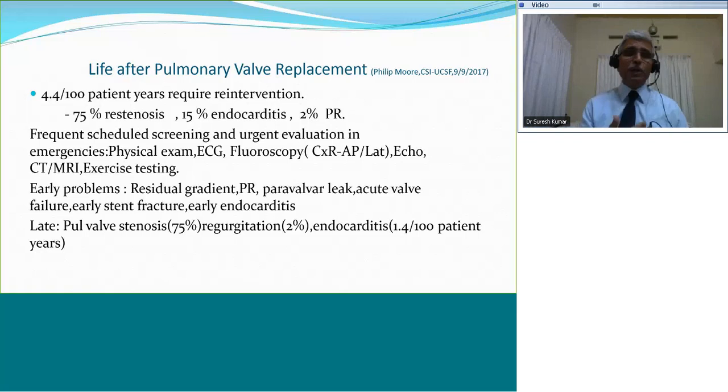And what are the problems that you would be looking for? Early after pulmonary valve replacement, look for a residual gradient, pulmonary regurgitation, paravalvular leak, an acute valve failure, an early stent fracture, or even early endocarditis. And late, pulmonary valve stenosis, regurgitation, endocarditis, and endocarditis tends to occur as 1.4 per 100 patient years.